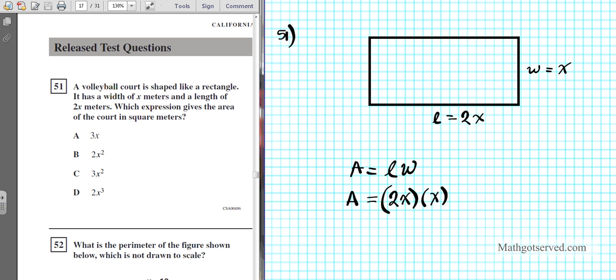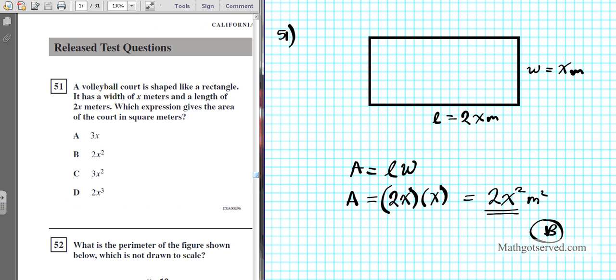Okay? All right, so how do we do this? It's simply going to be 2, using the product property of exponents, x times x is simply x squared, right? Because you can assume there's a 1 here and there's a 1 there, and when you add those two ones, you have 2x squared, representing the area of your court. Okay? So it's going to be 2x squared square meters. All right, so we can clearly see that the answer for 51 is option letter B.